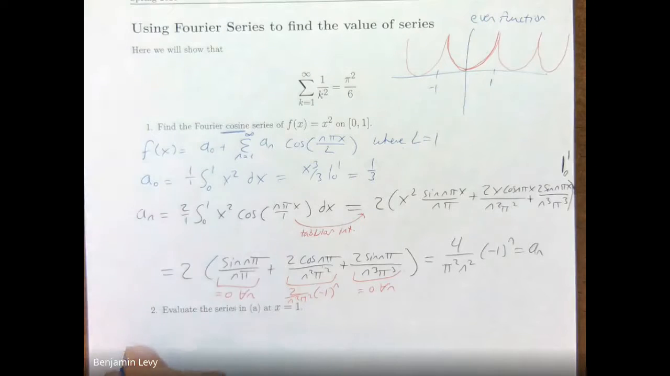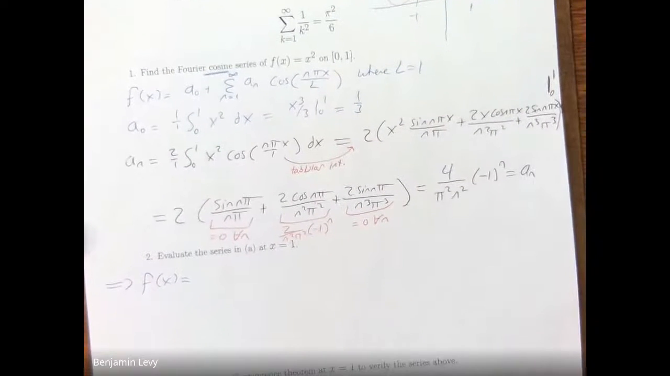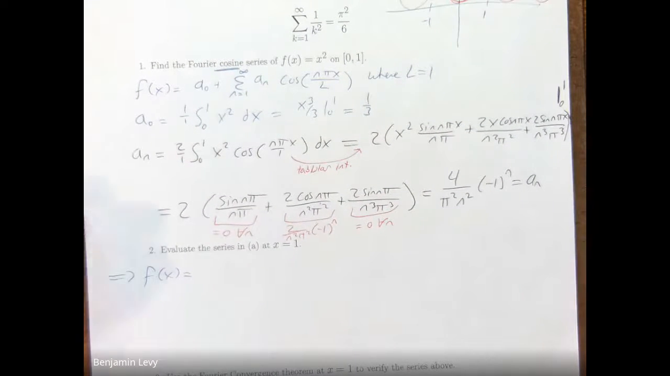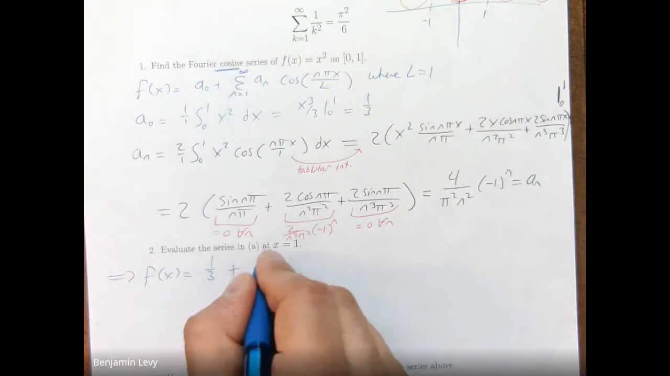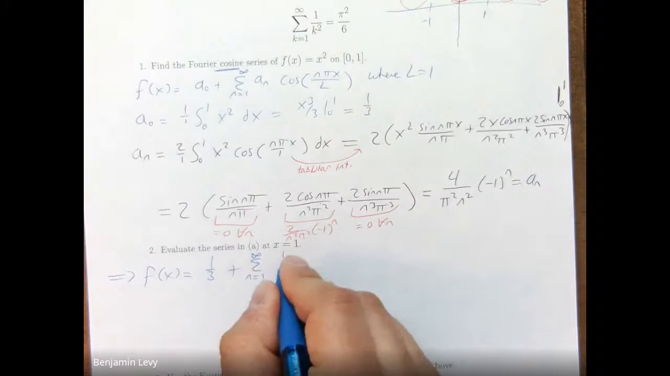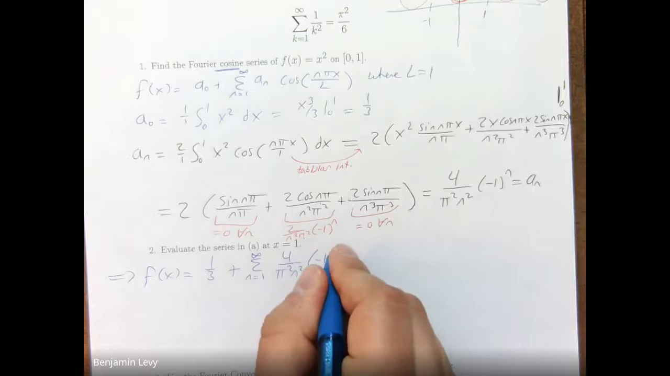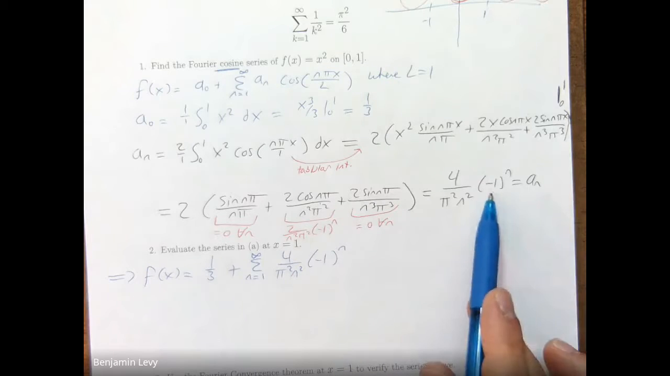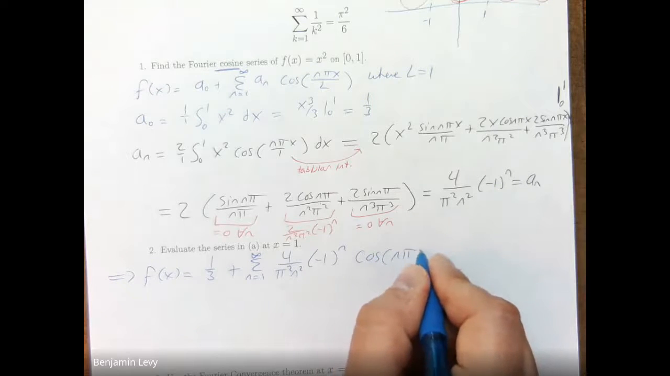So the final series that we just found was f of x equals 1/3, that was our a_0, plus the infinite sum of 4 over pi squared n squared times minus 1 to the n. That was our a_n coefficient that we just found. And then it's a cosine series, so we have cosine n pi x.